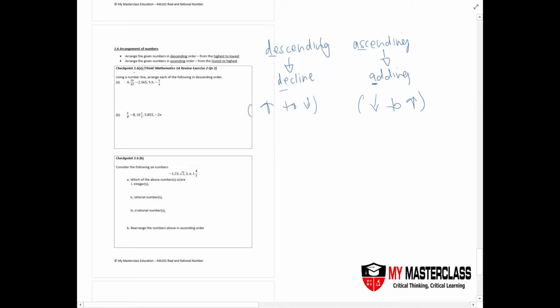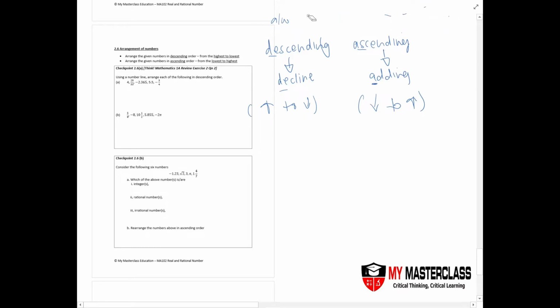Okay, so they ask you, using a number line, arrange each of the following in a descending order. Remember the rule of thumb: you always write the terms that are given. Don't write the terms that you have calculated, because that's a very common mistake that students always make.